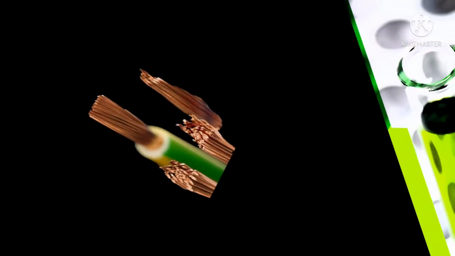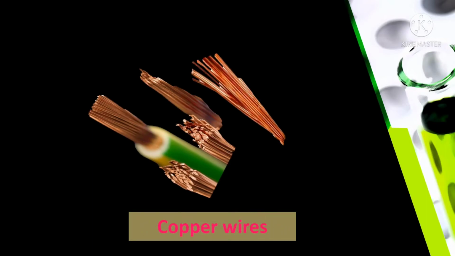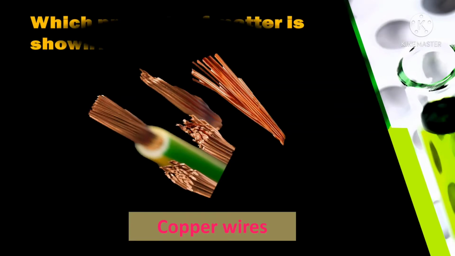Let us have another. What do you think are these? Well, these are copper wires. And one of its known uses is in electrical wiring for electricity transmission and distribution. But have you ever asked yourselves also, how is this possible for metallic elements to be turned into thin threads without breaking? Which property of matter do you think is shown? We will all together find out the answers as we go along.